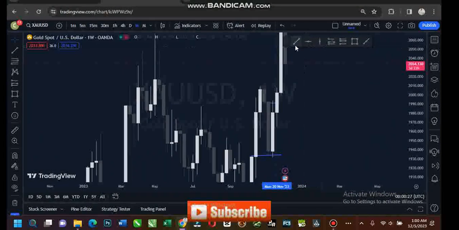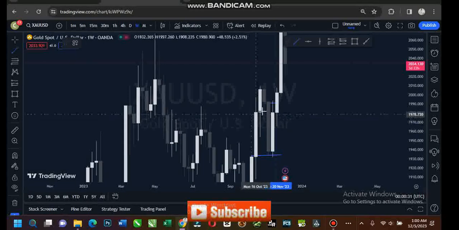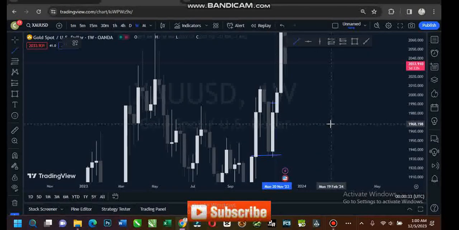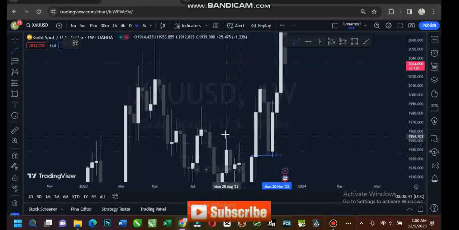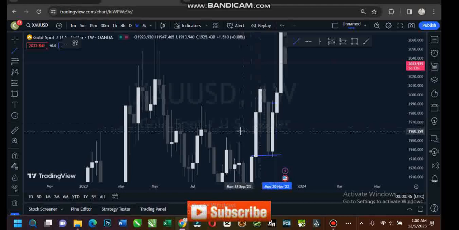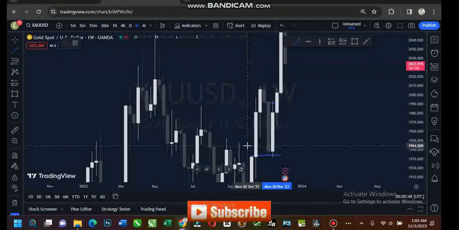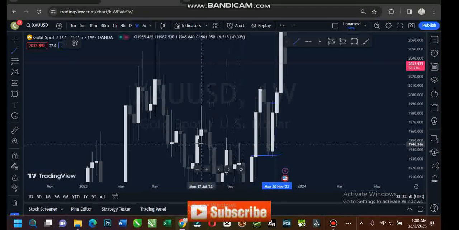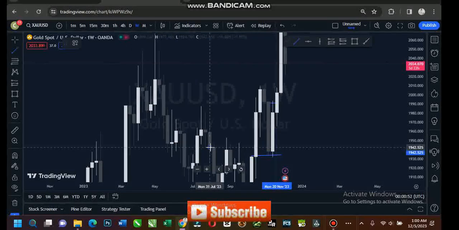So where are we going to mark our zones? We're going to be marking our zones for the storyline, for the continuation of the storyline. Since we didn't see any zone here, this zone is tested, we can't use it. This zone too is tested, we can't use it. This zone too is tested. Okay, we can use this zone because it is a fresh zone.